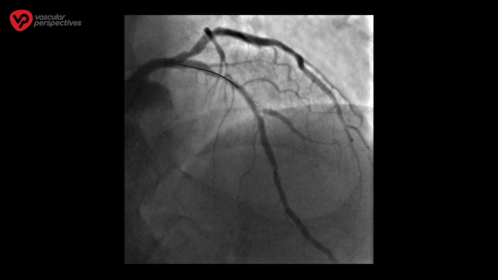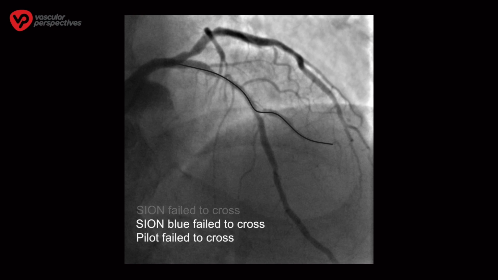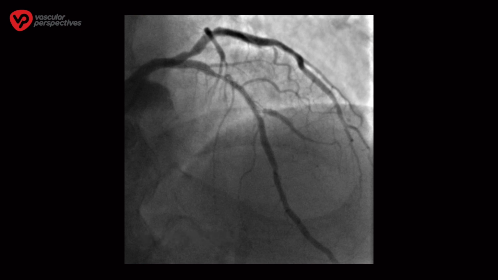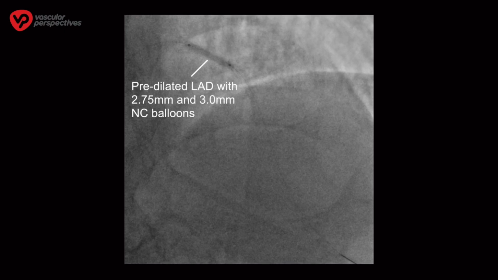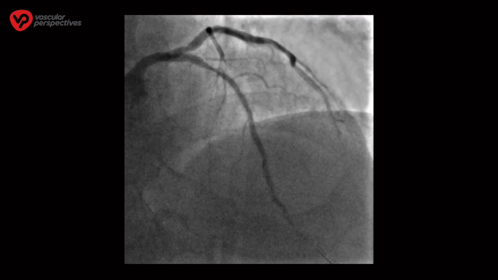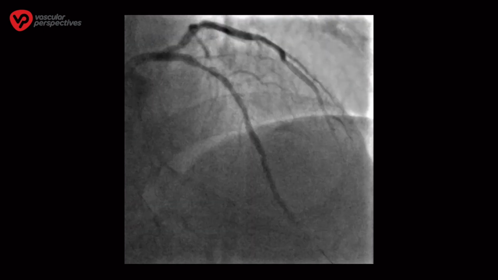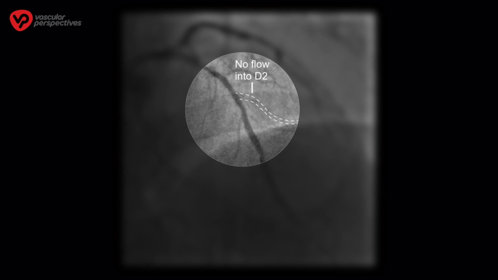At the start of the case, I felt it was important to try and wire D2 because of this tight ostial lesion. We tried to do this with a Sion wire, a Sion Blue wire, and a Pilot wire, but were unsuccessful. At this point, being pragmatic, we felt probably that lesion had been there since this original stent was implanted, and hopefully when we pre-dilated we wouldn't compromise the flow. So we pre-dilated the old stent here and this new disease with a 2.75 and then a 3.0 non-compliant balloon. And unfortunately, as you can see in this image here, we lose flow into D2.